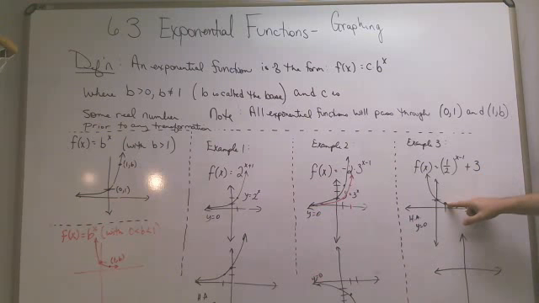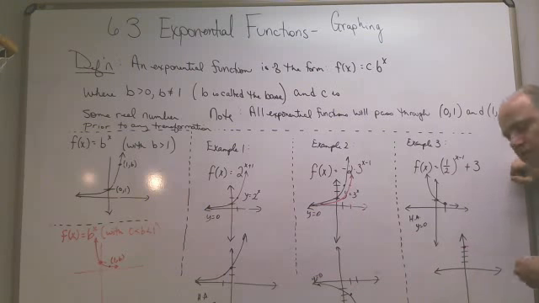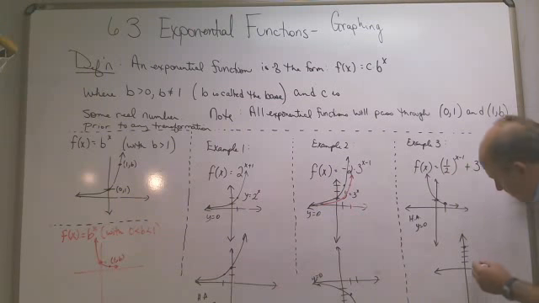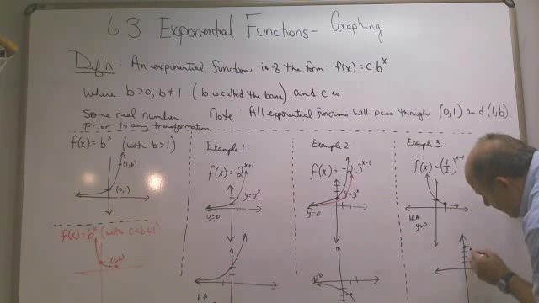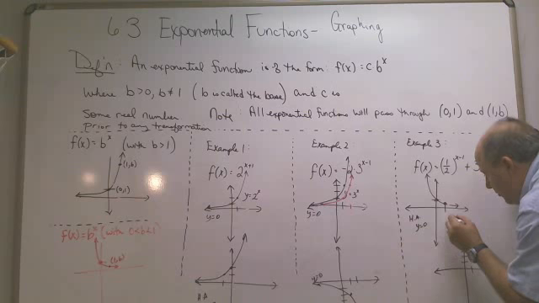So this graph right here is going to have to be taken and pasted 3 units higher than where it is right now. So instead of (0, 1), I've got to go up 3 units. So it's going to be (0, 4). Instead of (1, 1/2), you've got to add 3 to that, so it's going to be (1, 3 1/2). So it's about right there. Now the graph still has that forward L shape, so all you've done is just moved it up 3 units.